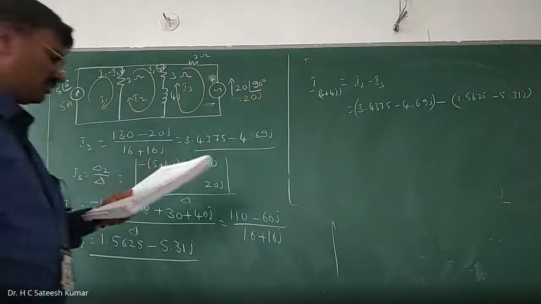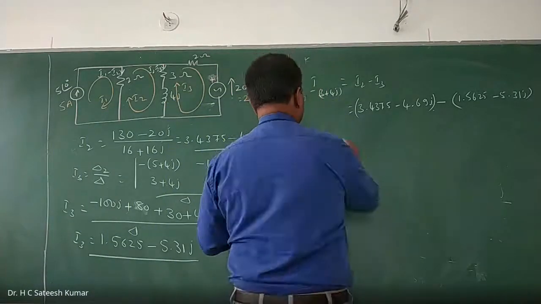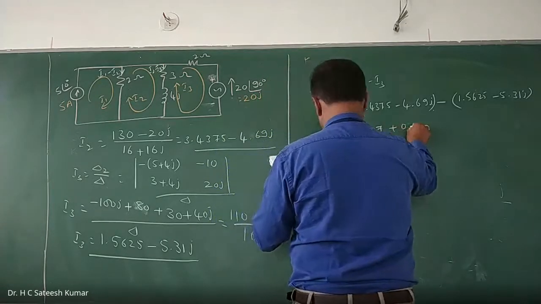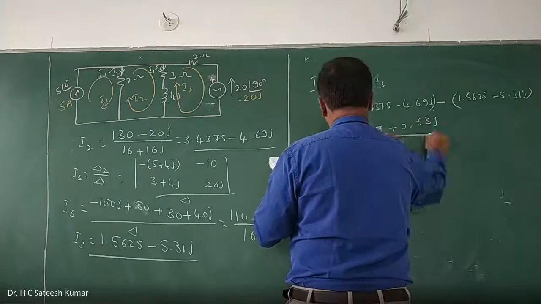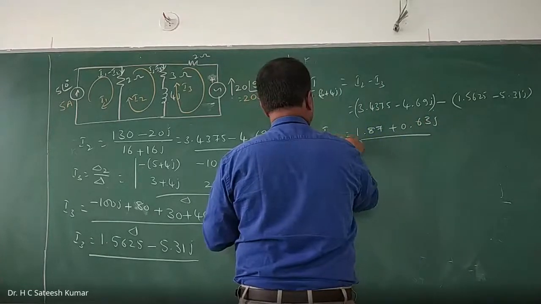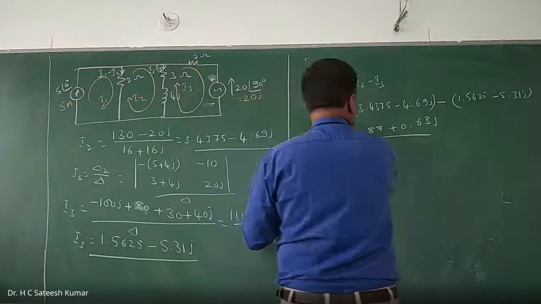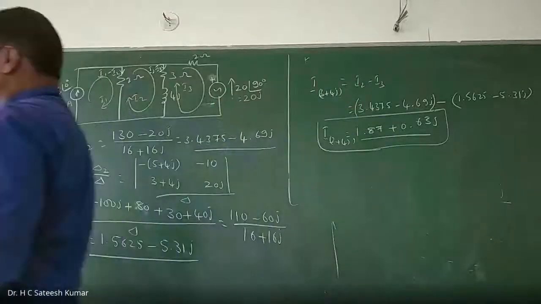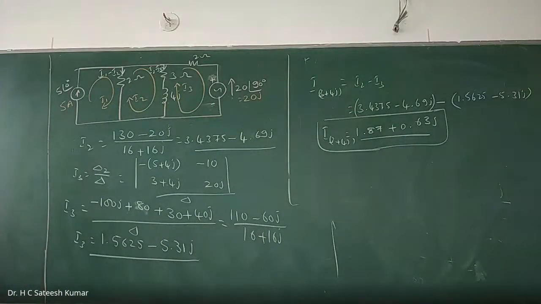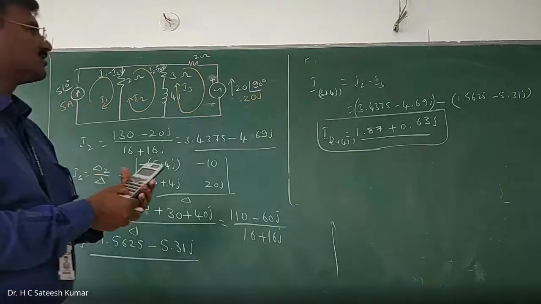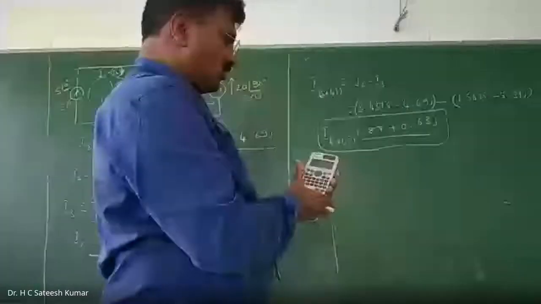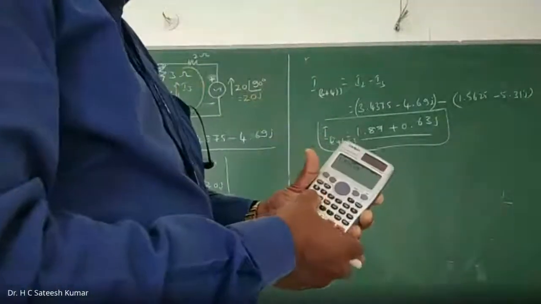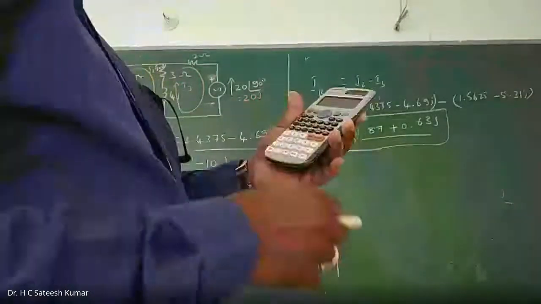How much is that? 1.87 plus 0.63j. Okay, convert this into polar. Already we got the answer. There is a button known as polar, right? So let us say we got the answer 1.87 plus 0.63i. Now you convert it into polar.